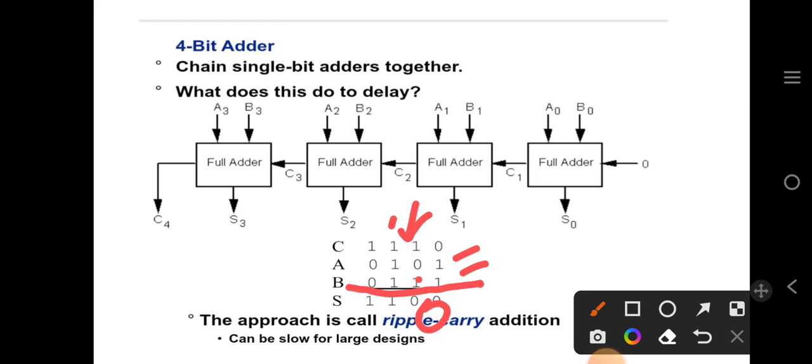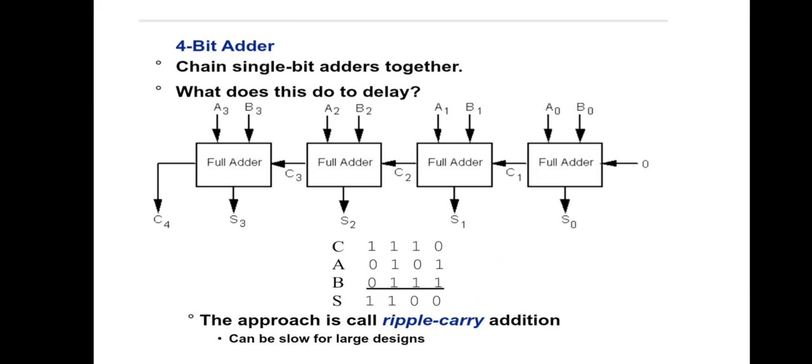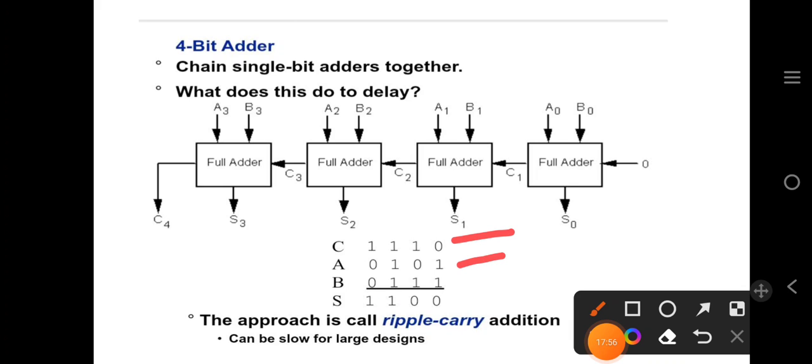Now here 4 ones are there. So 1 plus 1 is 0, carry 1. 1 plus 1 is 0, carry 1. Again 1 plus 1 is 0, carry 1. So here output will be 1, and again carry will be 1. So this is nothing but a simple addition of 4 bits, 4 bit plus 4 bit. And this will be the final sum of this 4 bit adder.